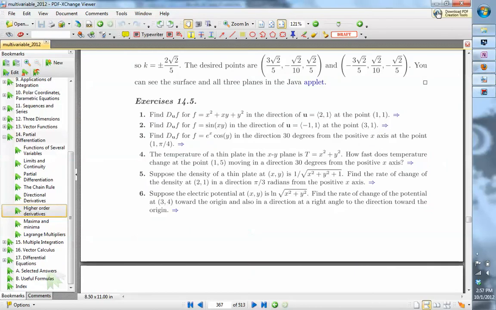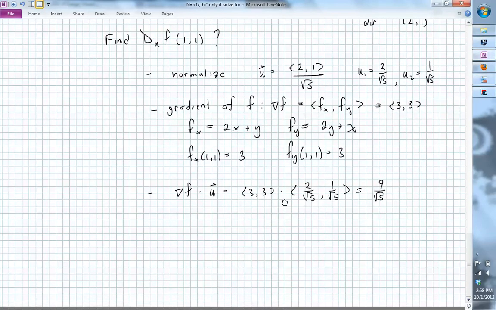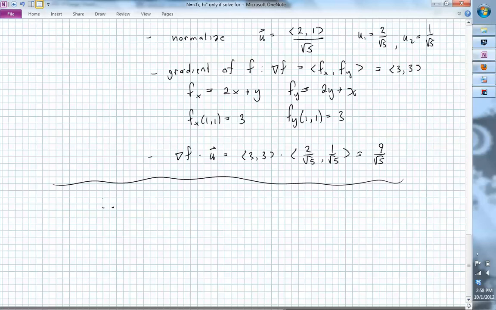Okay, so if you look at some of these exercises, 1, 2, and 3 are all similar kinds of things. What I'm interested in now is less about this calculation, although the calculation is important, you have to be able to do it. I'm really interested in the geometry. There's a very deep geometric significance to this object right here, the gradient of f. And that's where we want to go next.